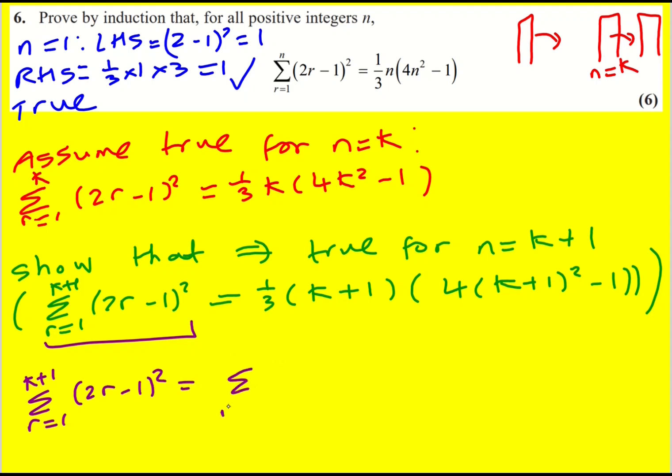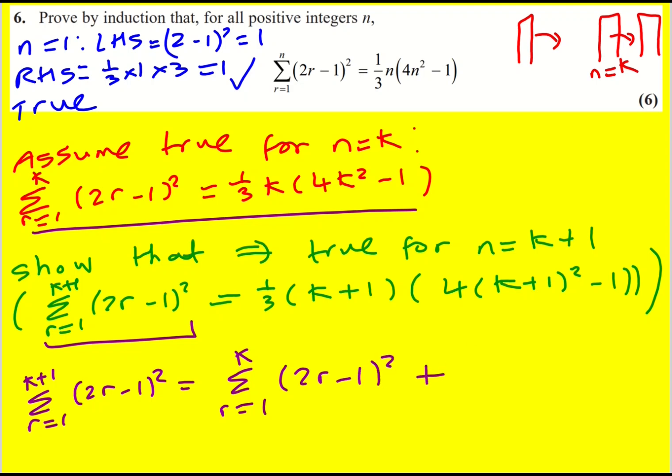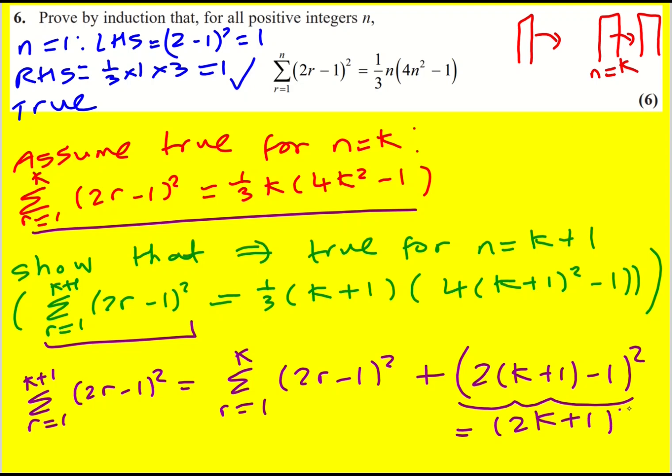So it's going to be the summation. Remember, I want to use this result to help me. So I'm going to do the summation from r equals 1 to k of (2r minus 1) squared. And I'm going to add on the term when I've got k plus 1 in there. So it'll be 2 lots of (k plus 1 minus 1) all squared. And let's just work on that one by itself. That is then going to be 2k plus 2 minus 1, which is (2k plus 1) squared.